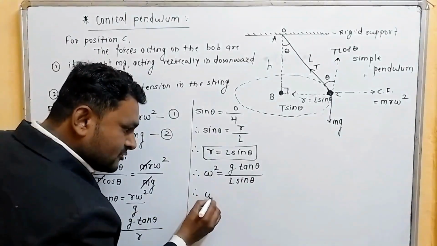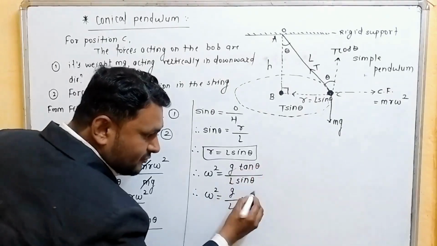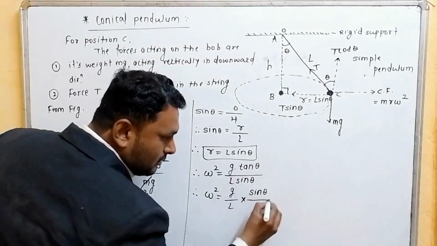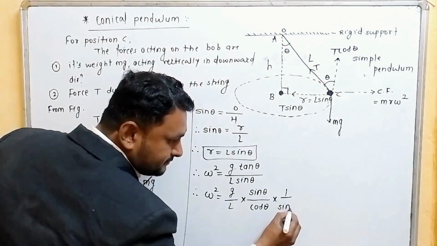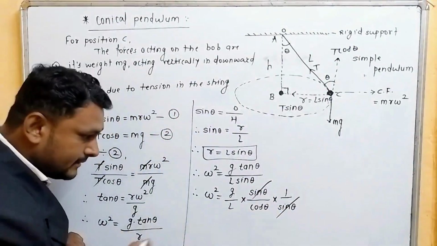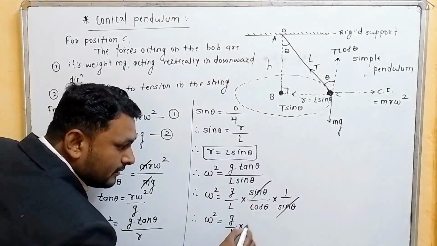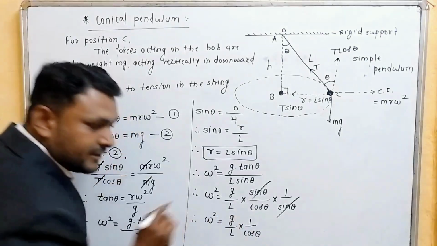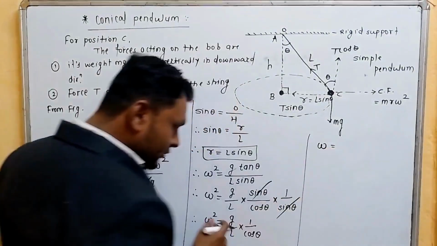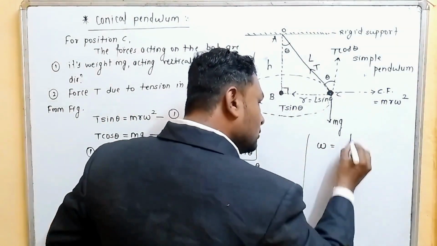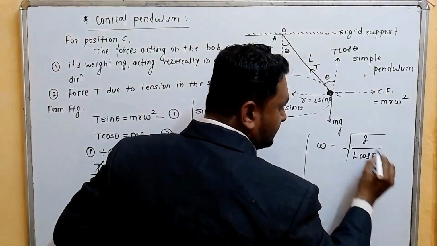Okay. So omega square is equal to g upon L into tan theta, which means sin theta upon cos theta, into 1 upon sin theta. So sin theta will get cancelled, and we will get omega square is equal to g upon L into 1 upon cos theta. Okay. So what will be omega? Omega is, remove the square. So we will get here under root of g upon L cos theta.